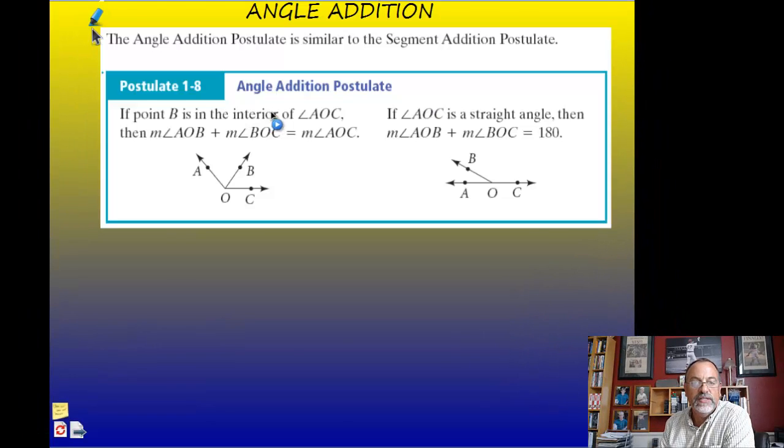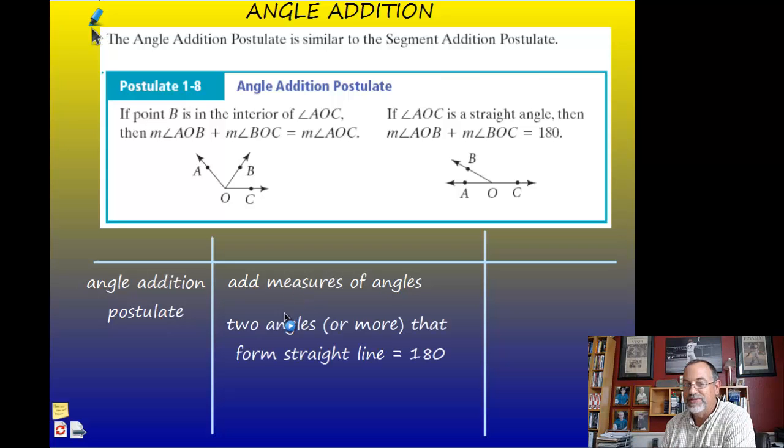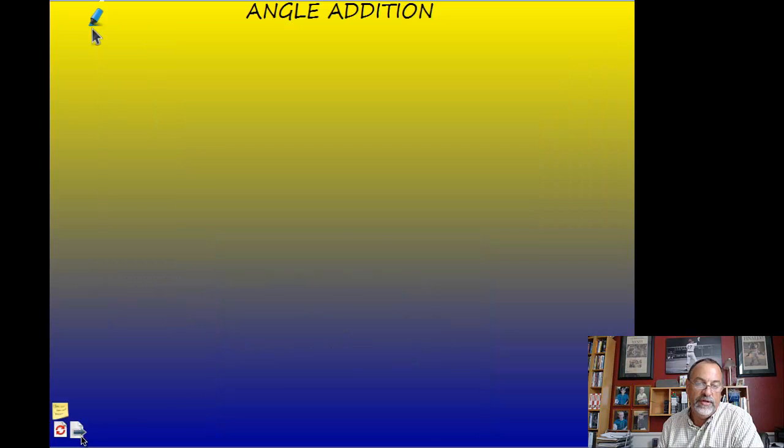So if I wanted to break this down into some definitions, the angle addition postulate basically means we're adding the measures of the angles, similar to when we did segment addition, we added the lengths of segments. It can be two or more angles that add up to the big angle, or even the angle of 180. In this case, it's only two of them, but it could be more. It could be 3, 4, 5 angles. As long as they all add up together and form a straight line, then you can use that they equal 180 degrees. So let's do an example.